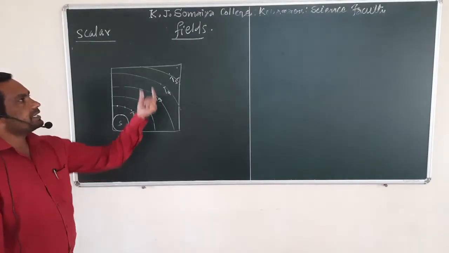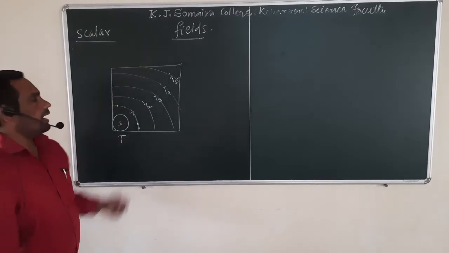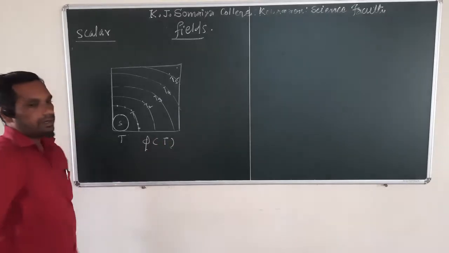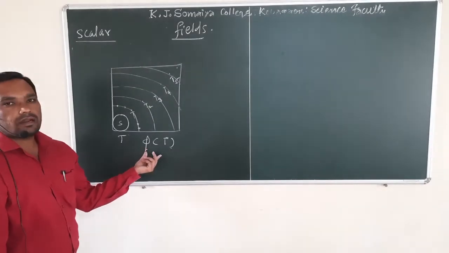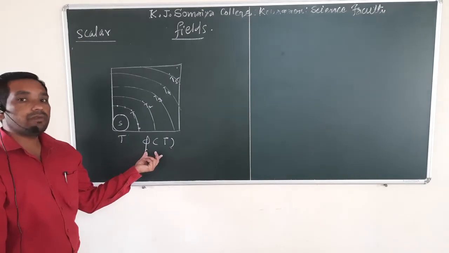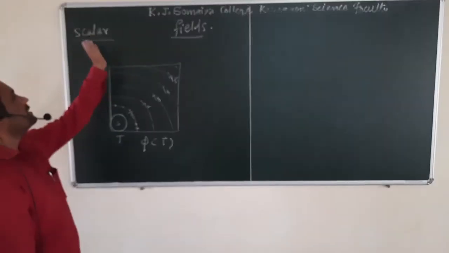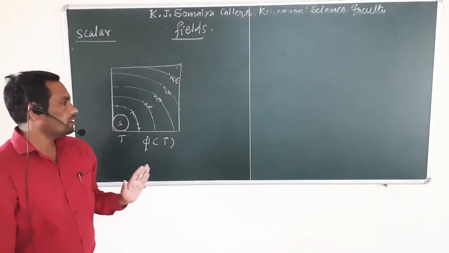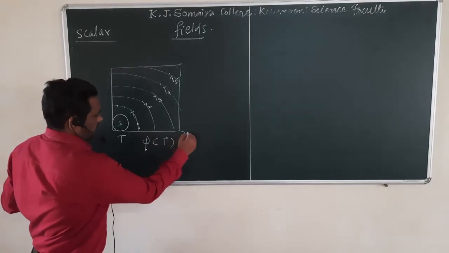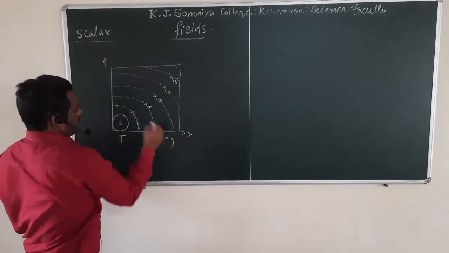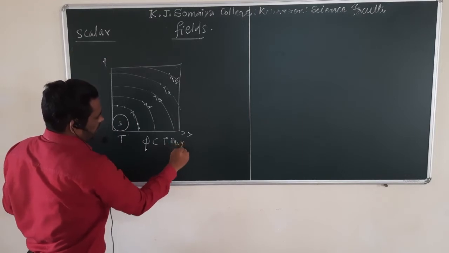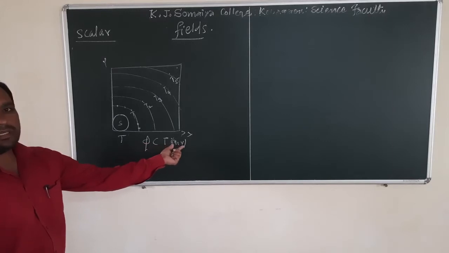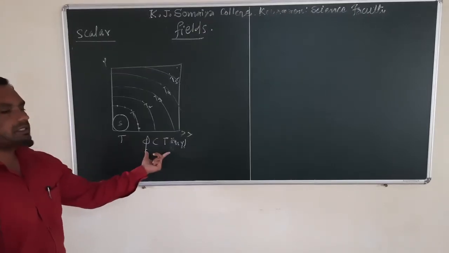These surfaces represent fields, and to represent this field we need a function. Suppose phi is a function of T, and this function is a scalar point function. So to represent a scalar field we need a scalar point function. Now if you take this as the x-axis and this as the y-axis, then T is a function of x and y. So phi is a function of temperature, which is a function of x and y. This is the scalar point function.